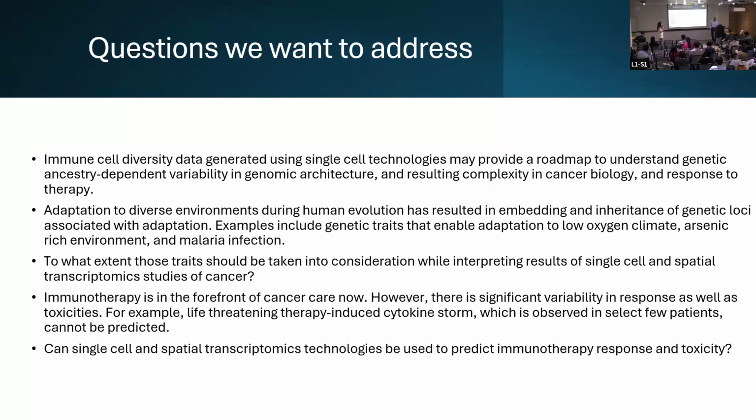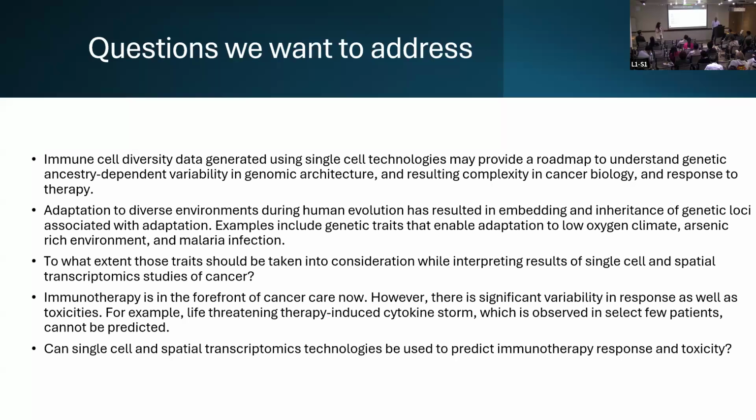I mean, these are some of the questions. We'll make it available for you guys, and if you want to adopt it in your own research, you can take that. And again, to what extent these traits have to be taken into consideration while interpreting results of single cell and spatial transcriptome studies. If you have some outlier data in your spatial work or the single cell, do you want to link it back to your adaptive traits? That is something we may have to consider as we move forward.